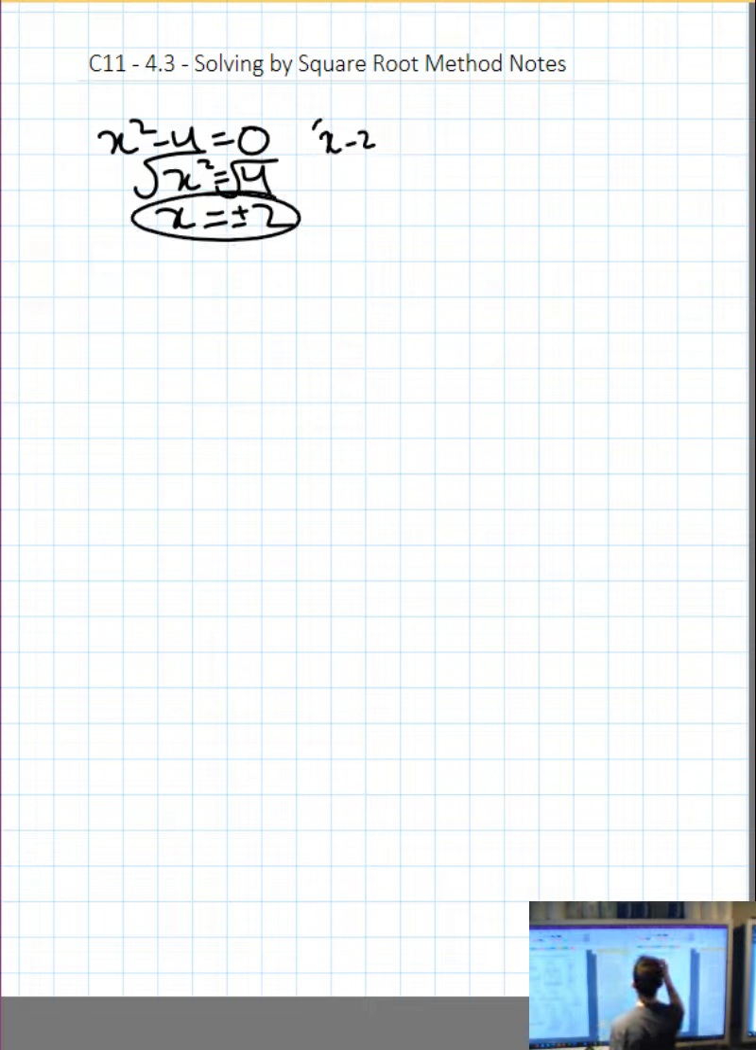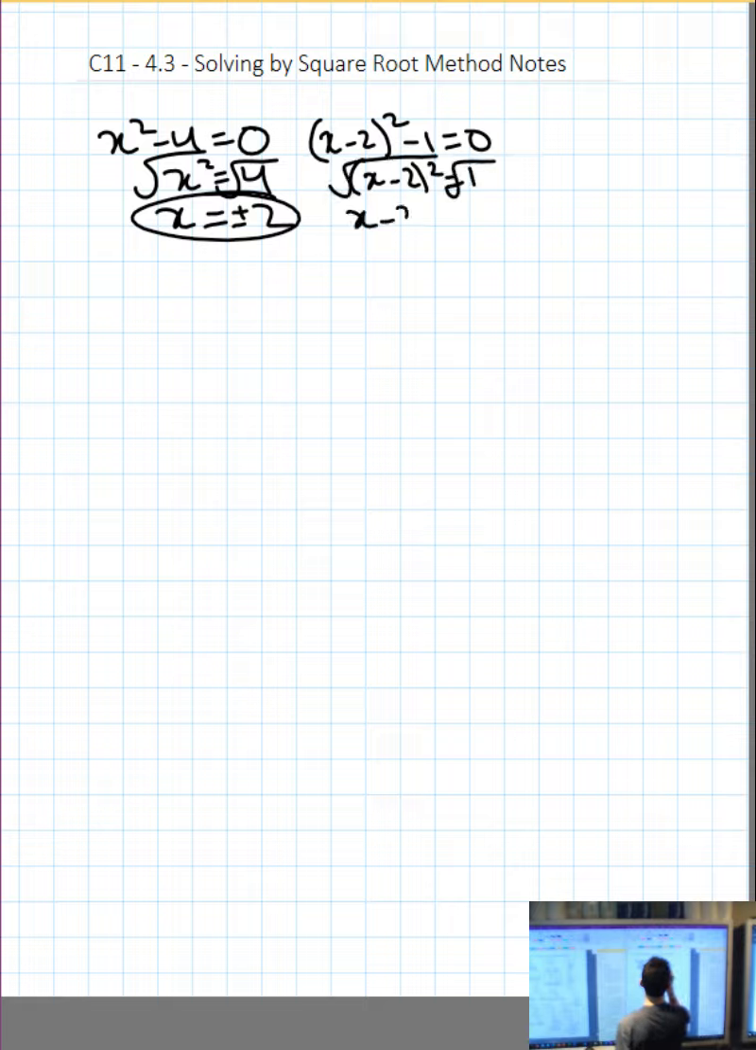Okay, off to the right. x minus 2 all squared minus 1 equals 0. Well, we want to isolate the squared before we square root both sides. So we have to add 1 to both sides. So x minus 2 all squared equals 1. Square root both sides. x minus 2, the value of something square rooted squared, is itself. And the right-hand side, the square root of positive 1 is plus or minus 1.